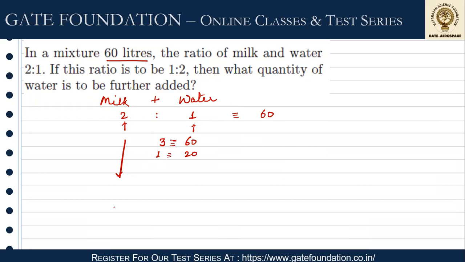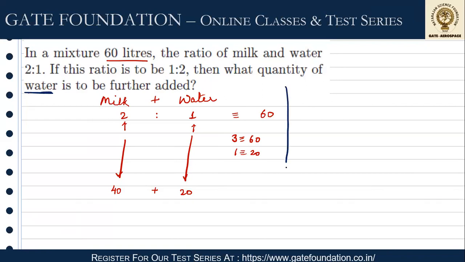That basically means the milk will be 2 units, so it will be 40 liters, and water will be 1 unit, that is 20 liters. So I got this from here, that 3 units equal 60 and 1 unit equals 20. Now I need to identify, if this ratio is to be 1 is to 2, what quantity of water is to be added. The milk is not going to change, but I have to change the water.